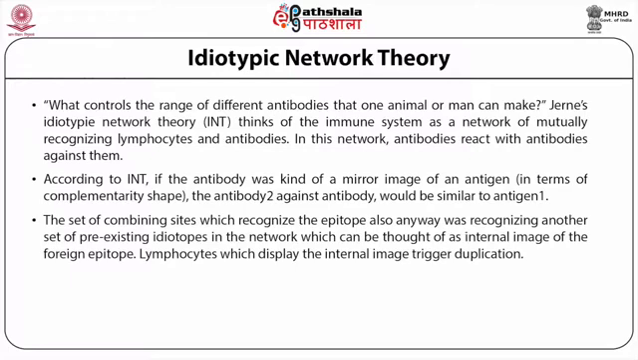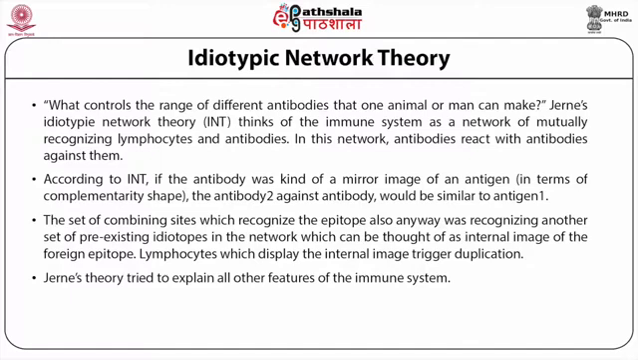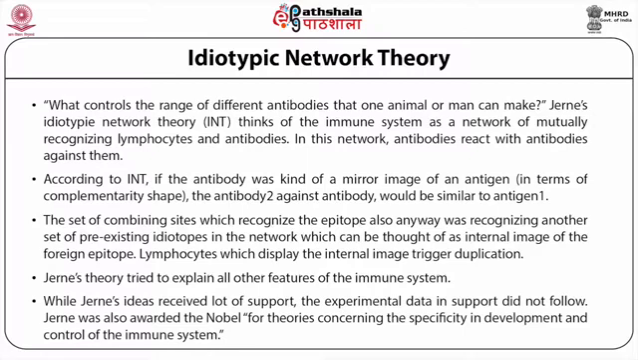The set of combining sites which recognize the epitope was also recognizing another set of pre-existing idiotopes in the network, which can be thought of as an internal image of the foreign epitope. Lymphocytes which display the internal image trigger duplication. Jerne's theory tried to explain all other features of the immune system. While Jerne's ideas received a lot of support, the experimental data in support did not follow. Jerne was also awarded the Nobel for theories concerning the specificity in development and control of the immune system.